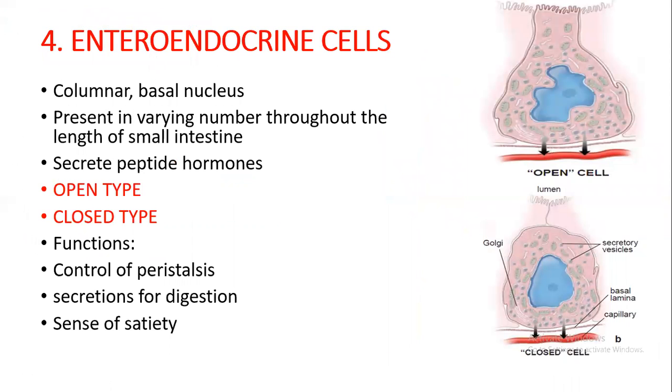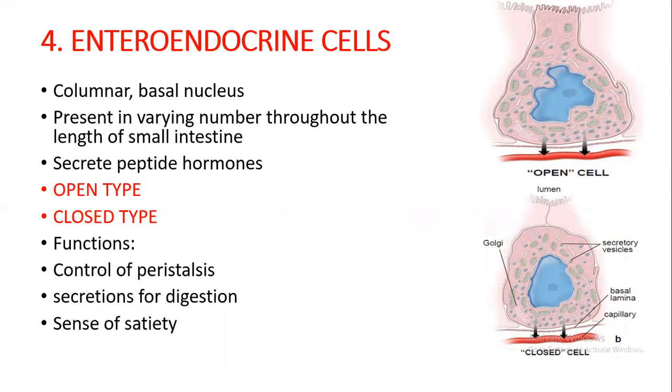Another important cell in the intestinal lining is the enteroendocrine cells, or the APUD cells. They are present in varying number throughout the length of the small intestine, and they secrete various peptide hormones. As the name indicates, entero means intestine, endocrine means the cells which secrete hormones directly into the bloodstream. The enteroendocrine cells are columnar in shape with the basal nuclei, and they secrete various peptide hormones.